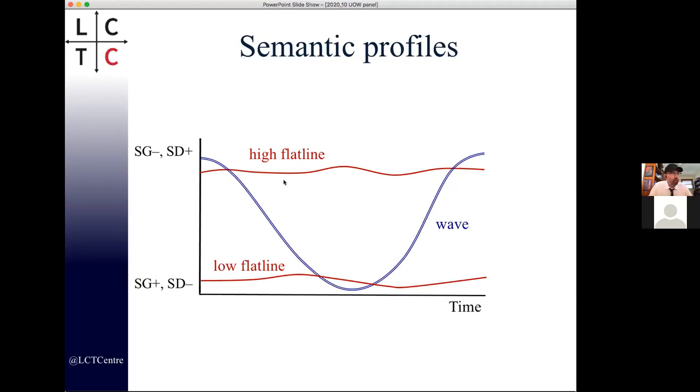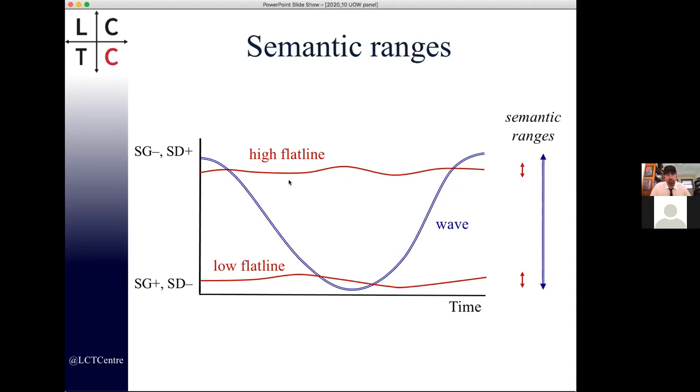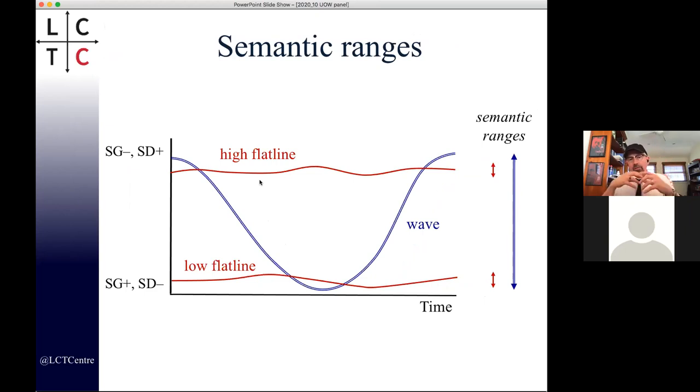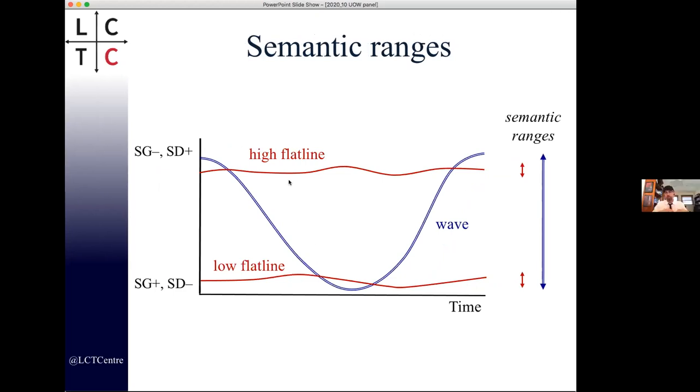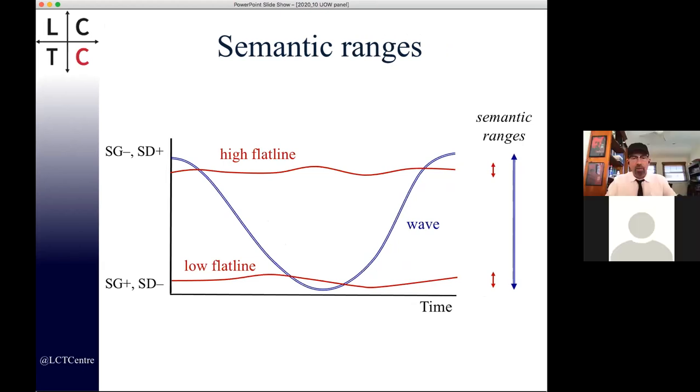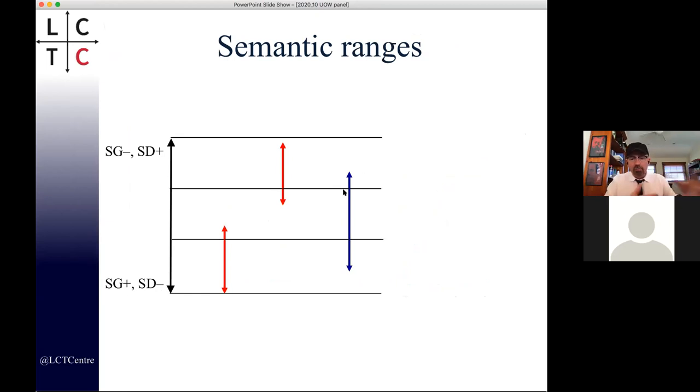And the last idea you need today is semantic range, which is how far practices extend from concrete or simpler meanings to abstract or complex meanings. So the slide shows that waves have a greater range than flat lines. And sometimes we use just semantic range on its own. So as Helen's going to discuss, we can show that different tasks might require different semantic ranges.